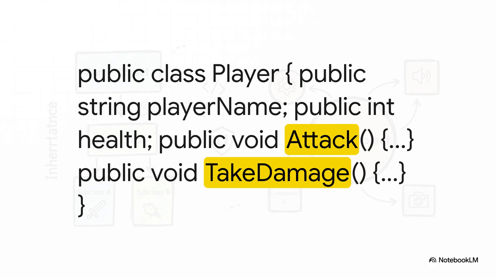Then below that, we have the behaviors. These are defined as methods. You can also think of them as functions. We have attacking and taking damage. These are the actual actions our player object will be able to perform. This is what it can do.